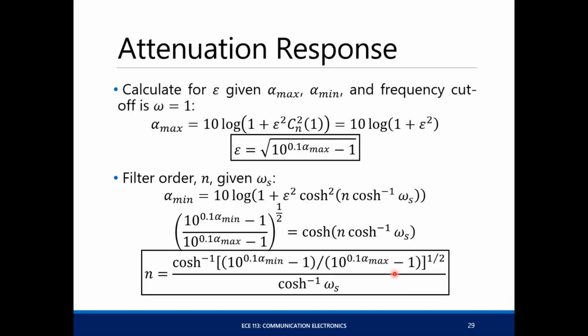So now let's look at how to solve for the order of the filter for a given alpha maximum and alpha minimum. First, a given alpha maximum will define an epsilon. Okay, the epsilon will be defined by the alpha maximum. Your filter order n, given your stop band frequency, can now be solved.